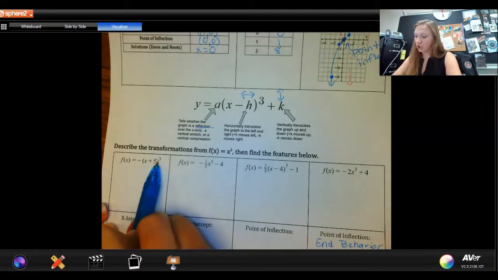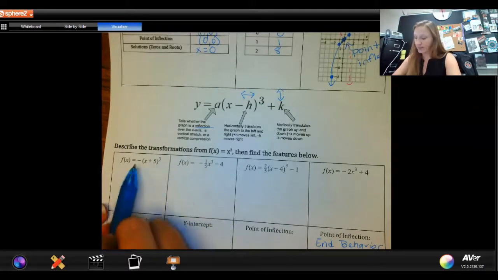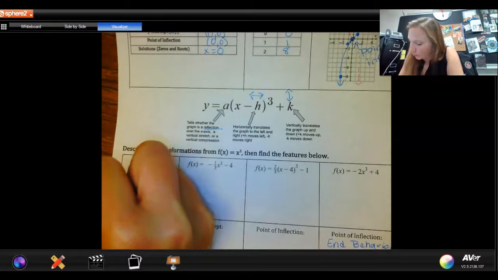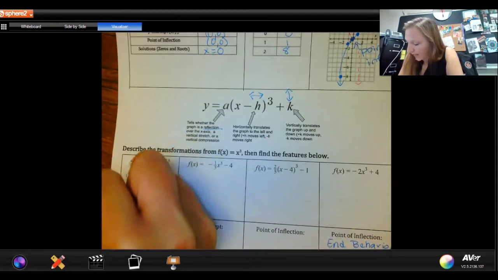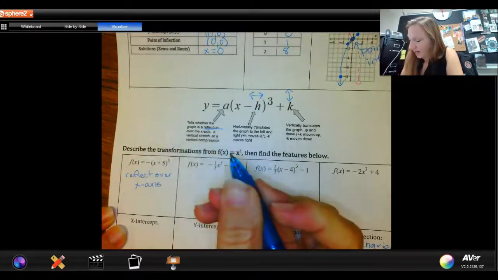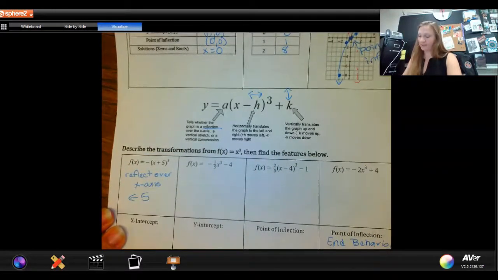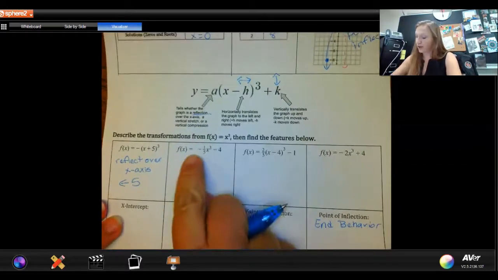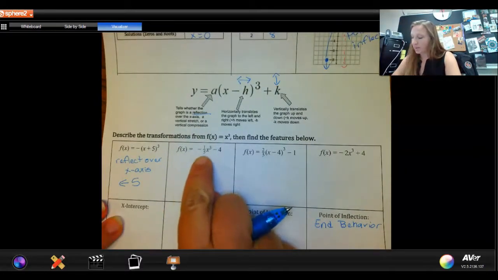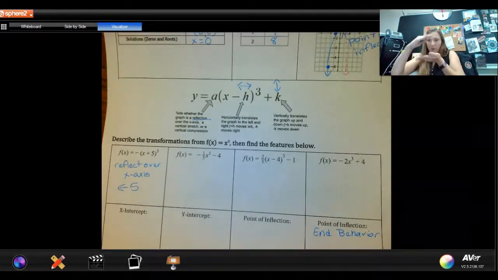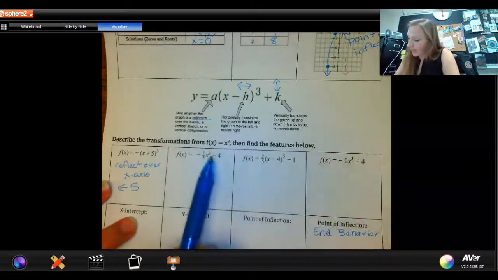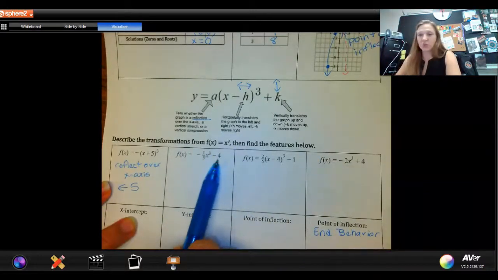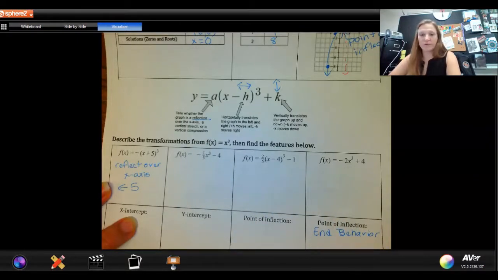Even though this is a cubic function now, the transformations will work the same. So this negative will make it reflect over the x-axis, and this 5 will make it shift to the left 5. All right, let's just talk through the rest. This is another reflection. Remember, when it's less than 1, this will be a vertical compression of 1/5. So this is a vertical compress. It'll be a fatter squiggle. And this, notice, is outside of the parentheses, so this will shift the graph down 4. And the other ones you can follow along.